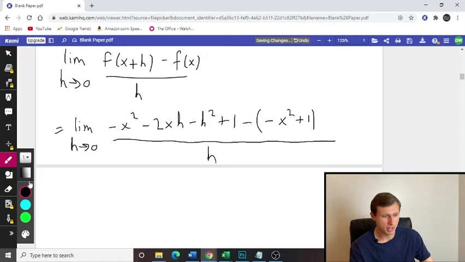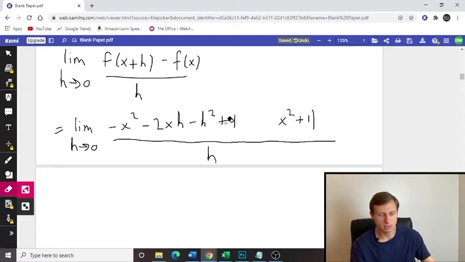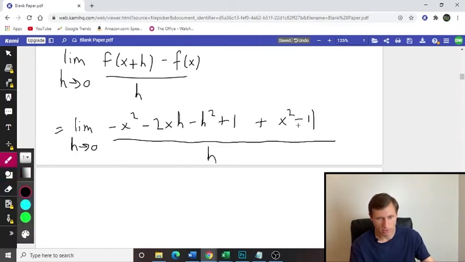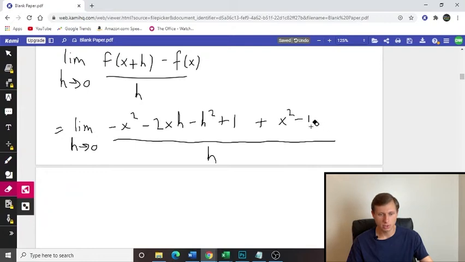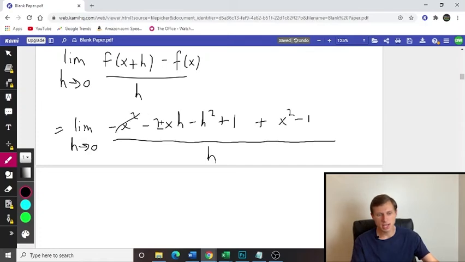Just for the sake of not rewriting the entire thing, I'll just distribute this now. So we get negative times negative, that's going to become plus x squared. And when we distribute the negative to the 1, that becomes a negative. And so there we go. That's how it would simplify to. And the reason why this works out so nicely is because now this x squared cancels with that x squared, and this plus 1 cancels with that minus 1.